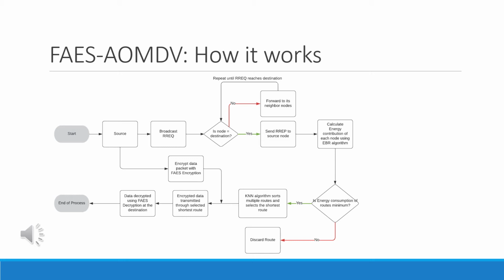consumption of each route. If routes are established, the source counts on routes with the minimum energy consumption to route the data packets. The FAES encryption algorithm is used to perform encryption of data packets before the transmission, and the KNN algorithm is used to select the shortest route for the data packets delivery. The shortest route is sorted out using this KNN algorithm, and packets are delivered with the selected shortest path to the destination. The encrypted data packets are routed through the shortest path or the path with minimum hop counts and energy consumption. And the data packets are finally decrypted using the FAES decryption algorithm at the destination.